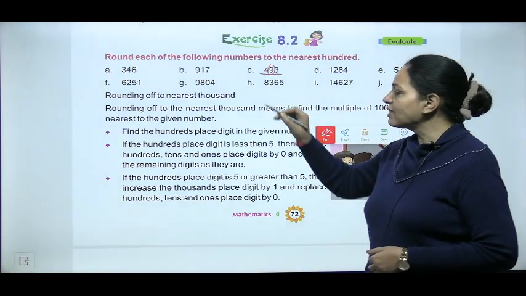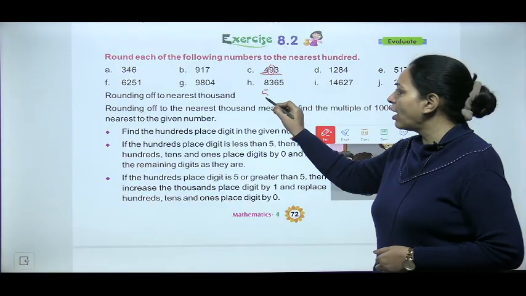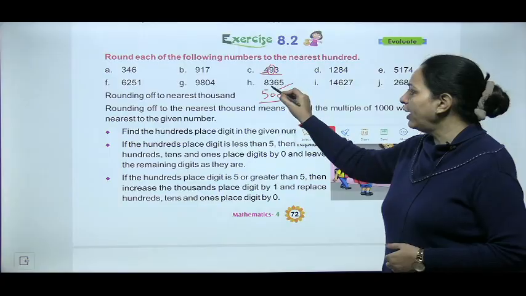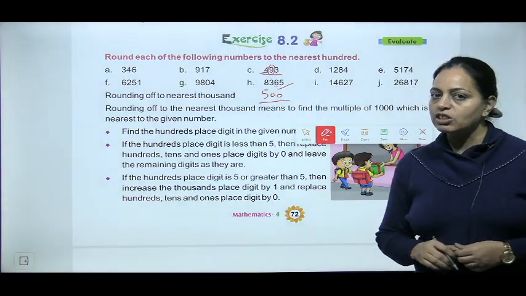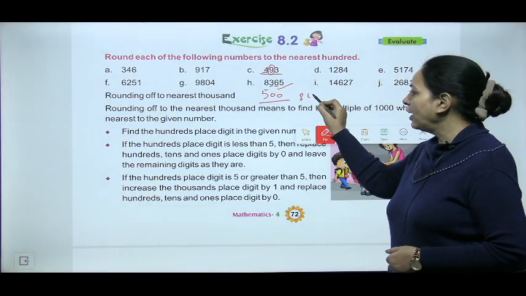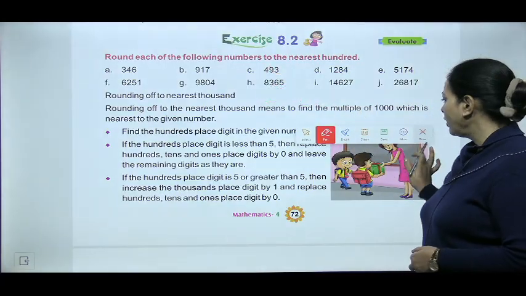Now next exercise 8.2, round each of the following numbers to the nearest 100, like C part 493. So 10th digit is 9, which is more than 5. So increase it by 1. Answer is 500. Now CH part 8365. 10th digit is 6, which is more than 5. So increase it by 1. So this is 8400. Similarly, you can try remaining parts.